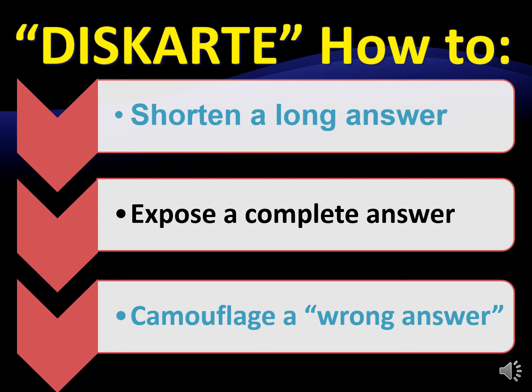Then, how do you expose a complete answer? And how do you camouflage a wrong answer? This analysis is particularly useful when you talk about the enumeration type. For example, you ask for the distinctions, you enumerate distinctions. For example, you ask to enumerate the requisites. But how do you expose a complete answer? And how do you camouflage a wrong answer?